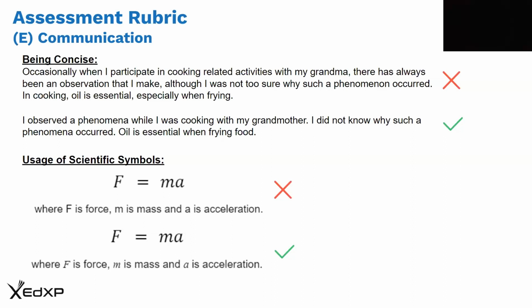As for usage of scientific symbols, consider the top example and the bottom example. You will note the difference, which is in the bottom example, the scientific symbols for F, M, and A are used, compared to the top example where they are in plain text. Please use your scientific symbols correctly. This prevents confusion, especially if you're working with acceleration, because the symbol for acceleration, A, can often be confused with the word "a".